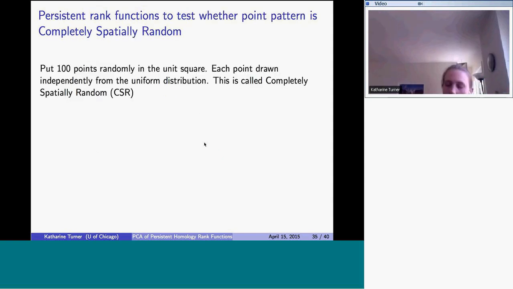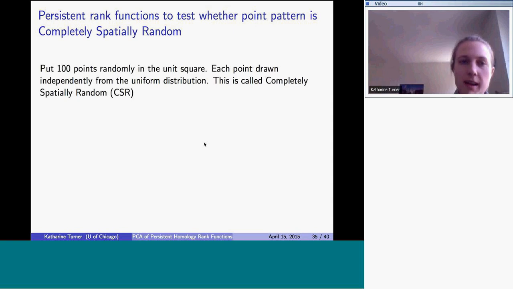One standard problem in looking at patterns is whether something is completely spatially random. A pattern here is a set of points in some space. I'll just use a square, and I can plot points in it. If I want it to be completely spatially random, then each of my points will be drawn independently from a uniform distribution over the square. So every point in the square is just as likely, and every point is drawn independently of each other.